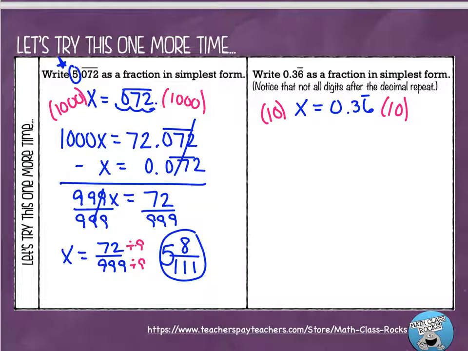Okay, so this is going to be a 10x on the left side equals, and I'm going to multiply this side by 10. So I'm just moving the decimal point over one time. So this is going to be 3.6, right? And that's a 6 repeating. So if I wanted to add any more digits here, I would just keep adding 6's. Okay, now we're going to subtract out this original equation.